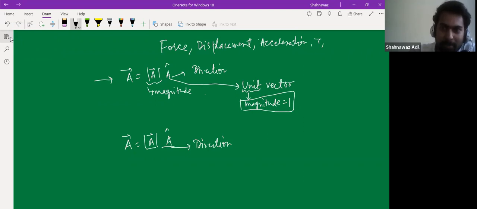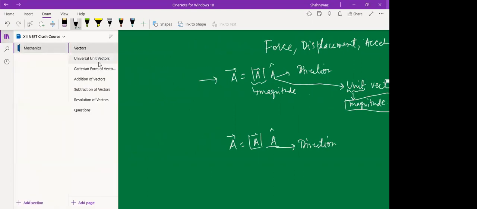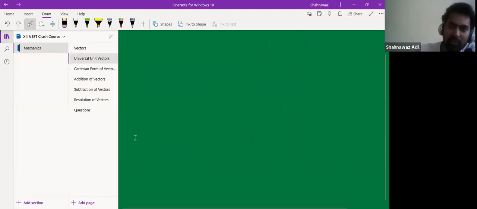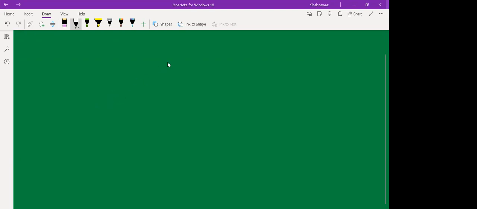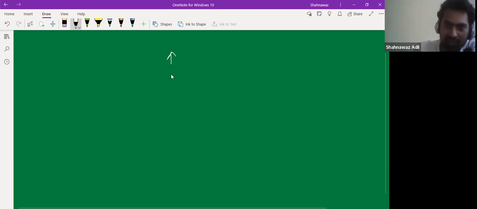Yes, sir. Okay. So the next topic that I will be talking about is the universal unit vectors. So let's talk about 3 dimension. In 3D, how many coordinates do you need to represent a point? 3 coordinates. Yes, 3 coordinates. So let's say you have 3 coordinates. Okay. So this is X, this is Y, and this is Z.